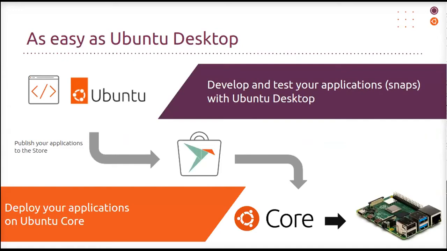So the applications are typically developed externally. You can develop your applications using, for instance, Ubuntu Desktop. And as those applications are snaps, you can even test them in that system. Then you can publish your applications to the Snap Store and deploy them on Ubuntu Core. It's a very simple and straightforward process.